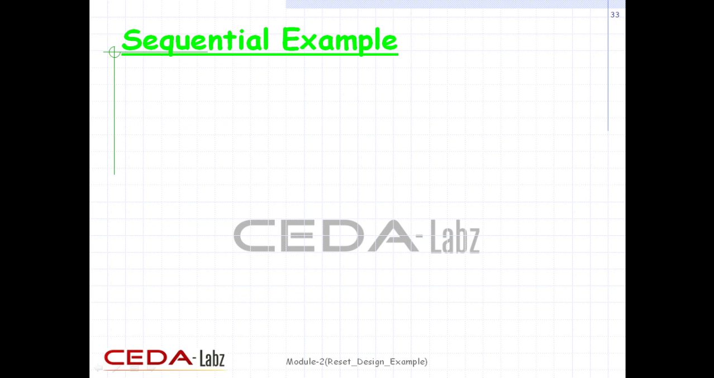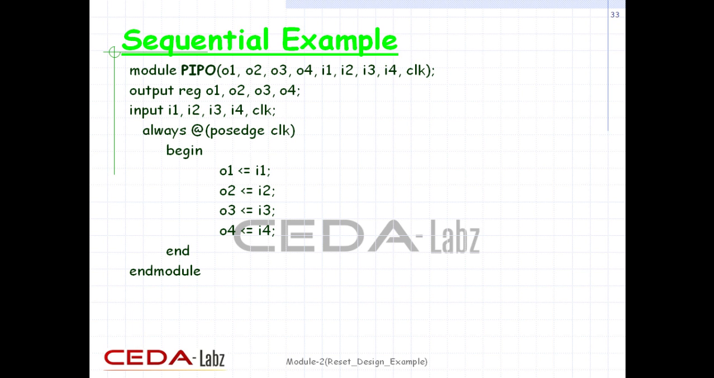Here is the Verilog code for parallel in parallel out register. In parallel in parallel out register, input is provided in parallel and output is produced in parallel. All the data appear simultaneously along with all the flip-flop inputs and outputs.